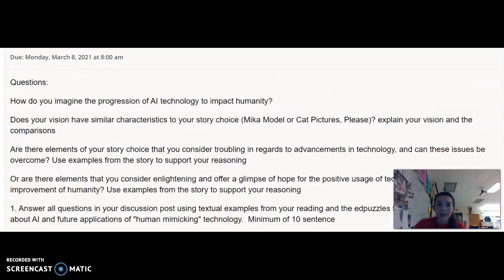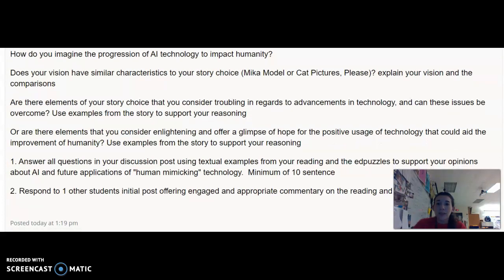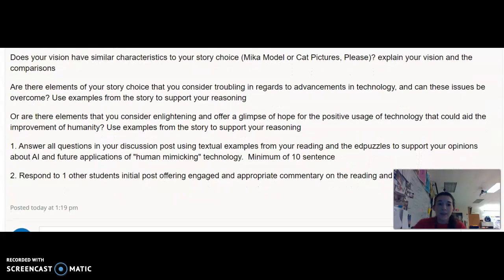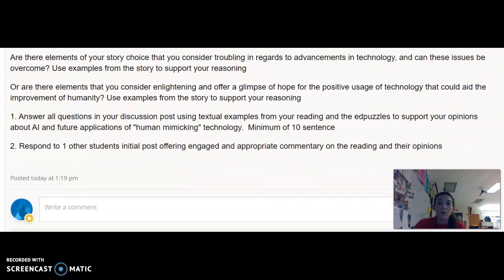Once you have completed your response for all of those questions, so you're going to answer all those questions in your discussion post, and then you're going to make sure that you use textual examples from the story to support your reasoning. You can also use evidence from the Edpuzzles about AI technology, and you need to meet a minimum of 10 sentences. After you have your initial post done, you're going to respond to one other student's initial post offering engaged and appropriate commentary on the reading and their opinions.